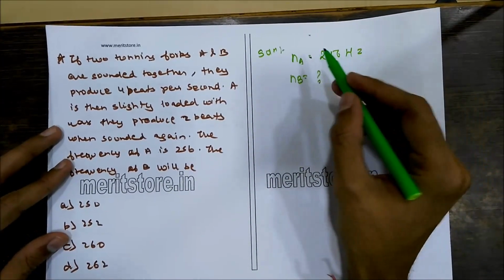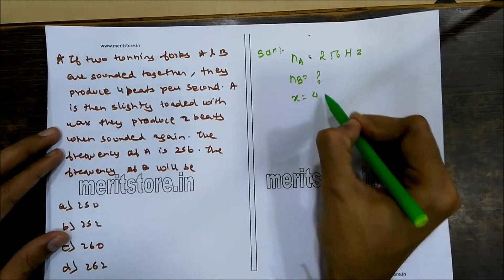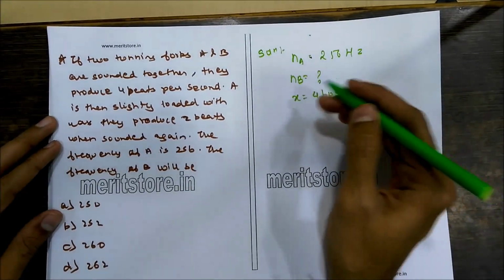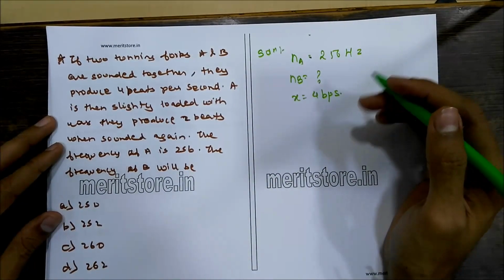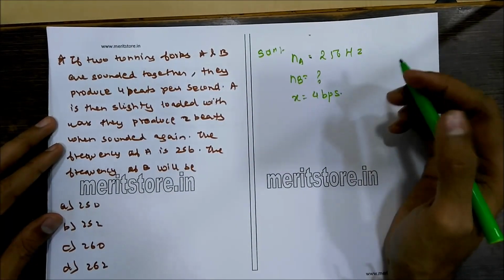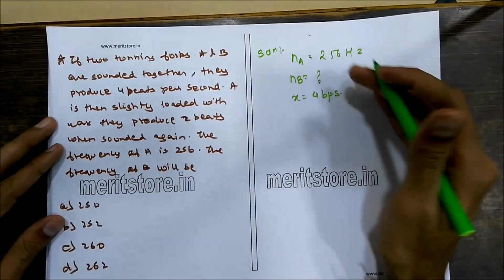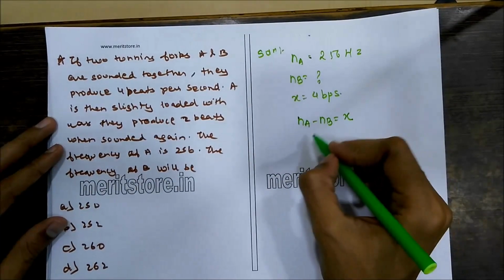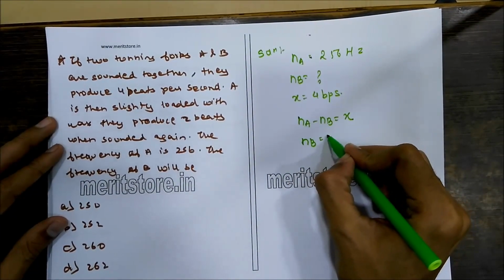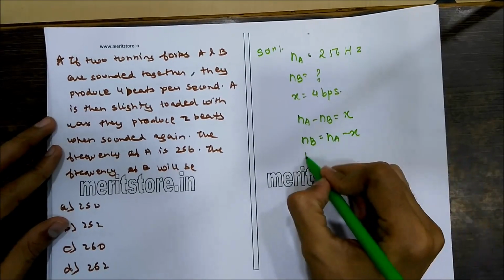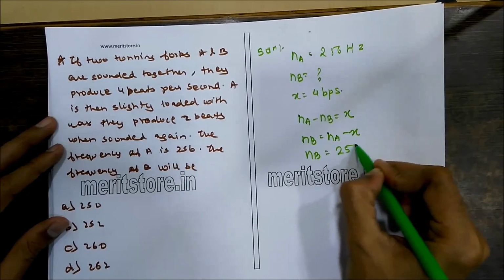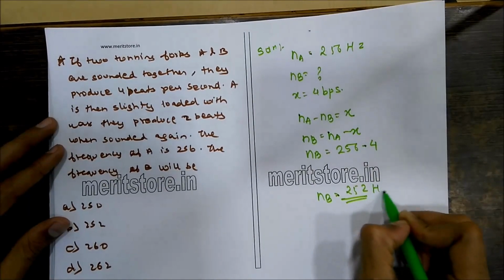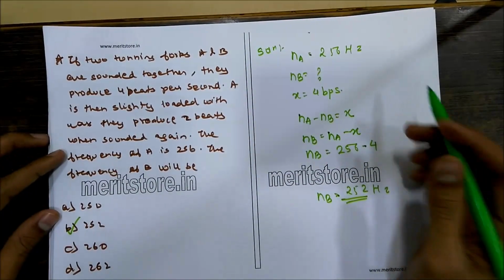After the beats produced, x, which is 4 beats per second, we have the beat production of 4 beats per second. After loading, the beats are decreasing, that is x is going on decreasing. Also the tuning fork is loaded, so nA is also decreasing. So we have nA minus nB equals x. In a similar pattern, nB equals nA minus x. So nB equals 256 minus 4, that gives you nB as 252 Hz. So the answer is 252 Hz.